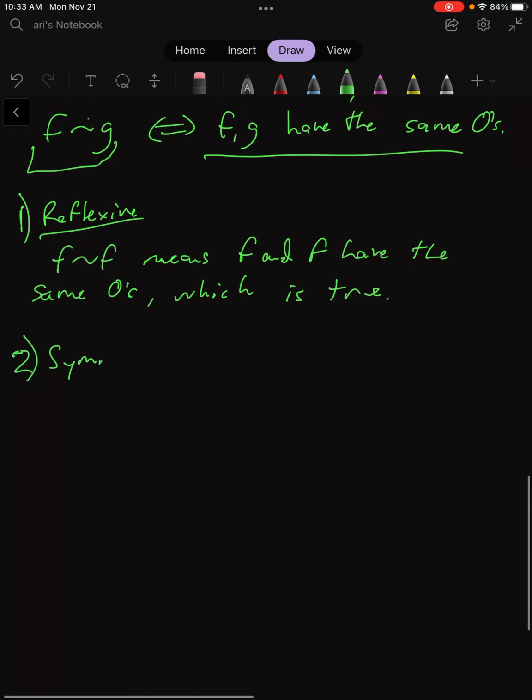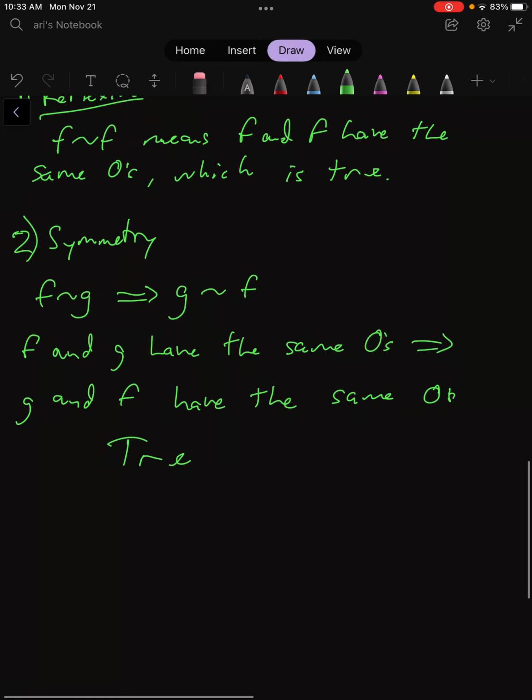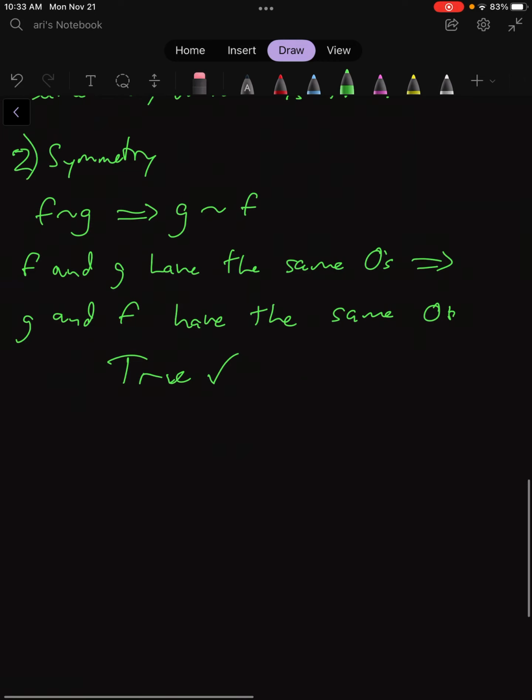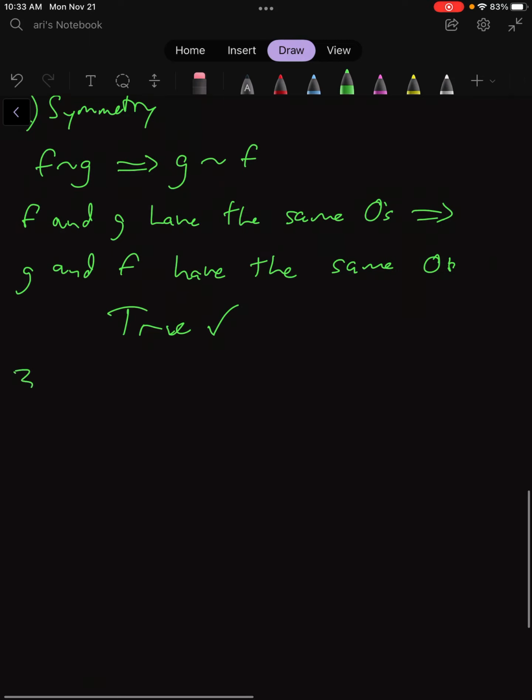So 2, we have symmetry. Symmetry would mean that f tilde g implies g tilde f, and that first statement means f and g have the same zeros, implies that g and f have the same zeros, and that's also obviously true. True. When it's really trivial like that, you don't have to demonstrate it. This is how you demonstrate it. You just write it like this. This is all you need to do to complete a problem like this.